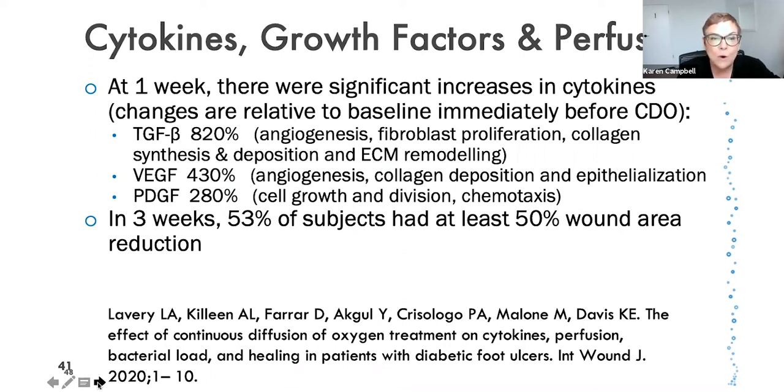So after 1 week of CDO, there were significant increases in cytokines. And these were changes relative to baseline. So the researchers looked at wound fluid before CDO was started and then looked at wound fluid levels 1 week, 2 weeks, and 3 weeks after the baseline study. And you can see TGF-beta has increased at week 1 by 820%. VEGF has increased by 430%. Platelet-derived growth factor has increased by 280%. And in 3 weeks, 53% of the subjects had at least 50% wound area reduction.